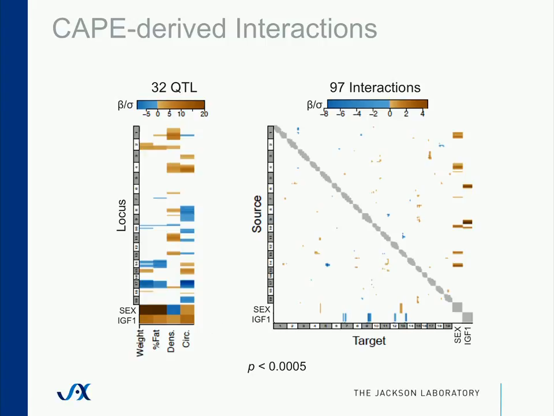We then did our pairwise scans, and so here is basically an adjacency matrix of those interactions, if you want to think of it that way, where we have a source locus, a target locus. You can see we have these scattered interactions throughout the system here, 97 total interactions. So quite a bit of epistasis seen in this intercross.